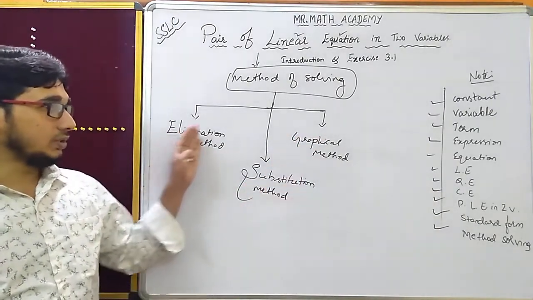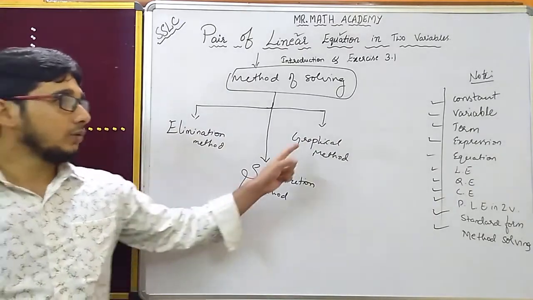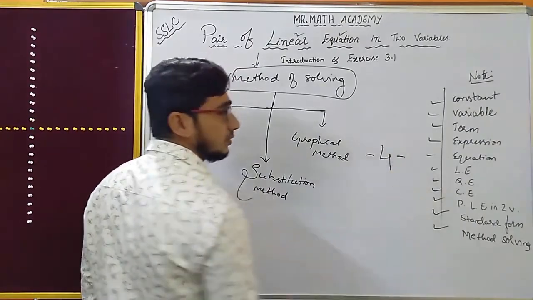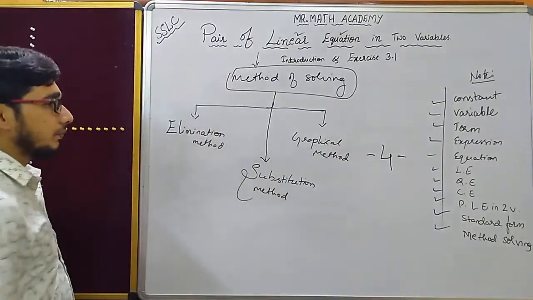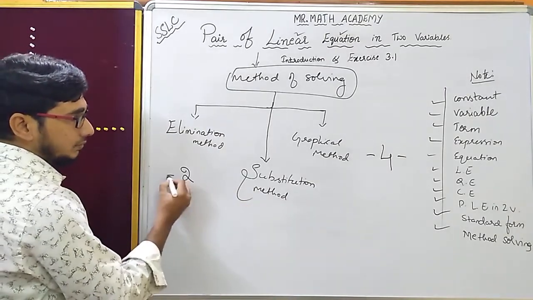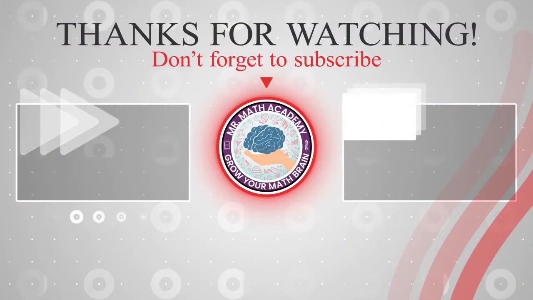If you study these three methods completely, this chapter will finish. For the graphical method, in your final examination you will definitely get 4 marks. Either the elimination or substitution method, you will get 2 marks. Altogether 6 marks are over. The remaining 2 you may get as 1-mark questions or choose-the-correct-option questions.